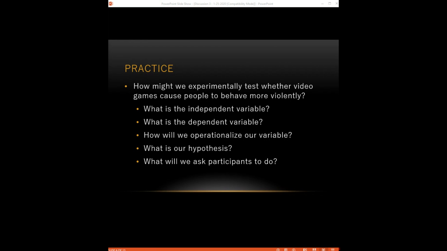I've seen experiments where people write papers about where you get the people that were playing the games to write papers about their feelings and to see who has more aggressive emotions in their papers.